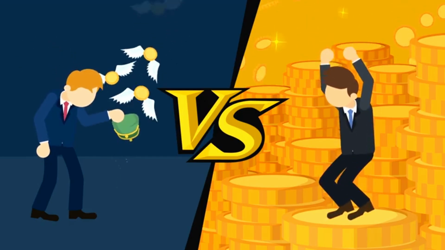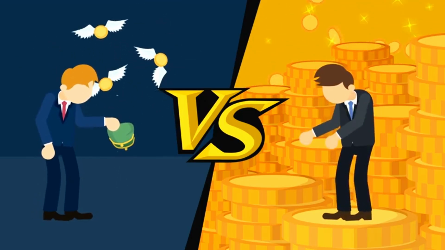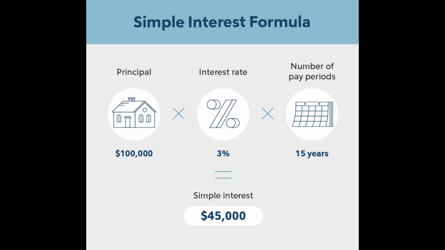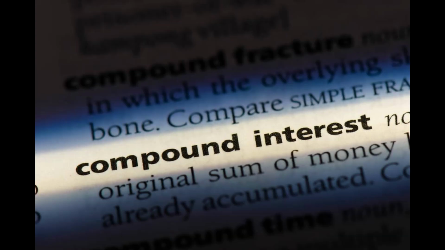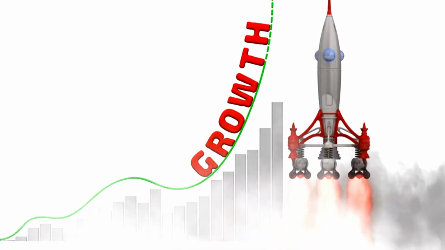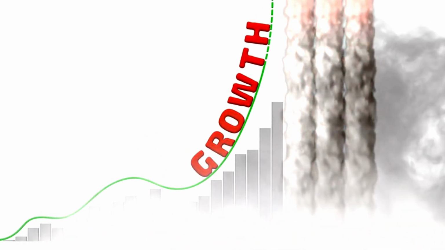Compound interest versus simple interest. What's the difference? Now, let's compare compound interest to its less exciting cousin, simple interest. Simple interest only applies to the initial amount you invest, so it grows at a linear rate. But compound interest, well, it's a whole different ballgame. It grows exponentially because it's constantly reinvesting the interest earned, turbocharging your returns.